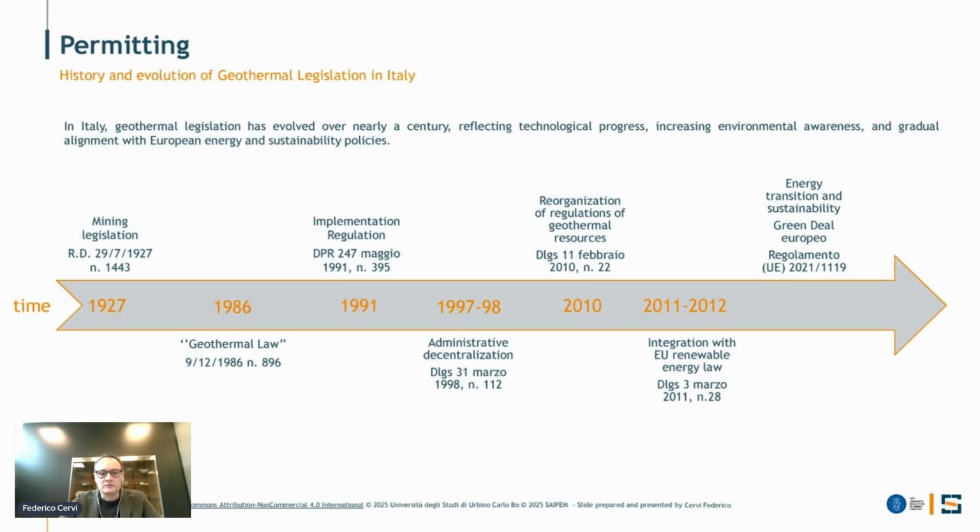It was later incorporated into Legislative Decree 28 of 2011, which implements European Directive 28 of 2009 EC on the promotion of renewable energy. I can remember as the last step the European Union Regulation number 1119 of 2021. This regulation mandates a sustainable energy transition aimed at achieving climate neutrality by 2050 for all European Union member states, including Italy. In this context, geothermal energy can play a crucial role in helping our country reach this goal.